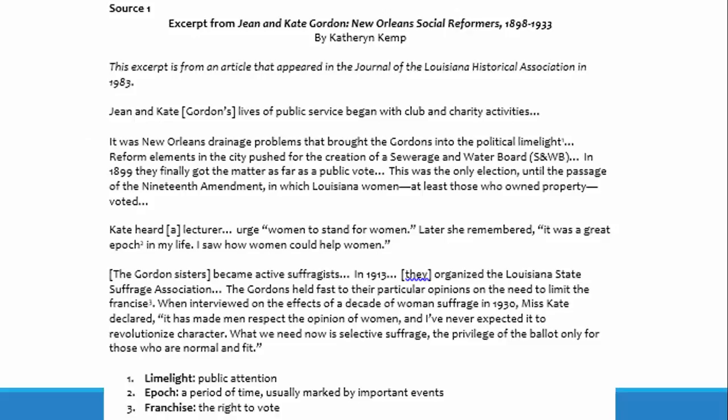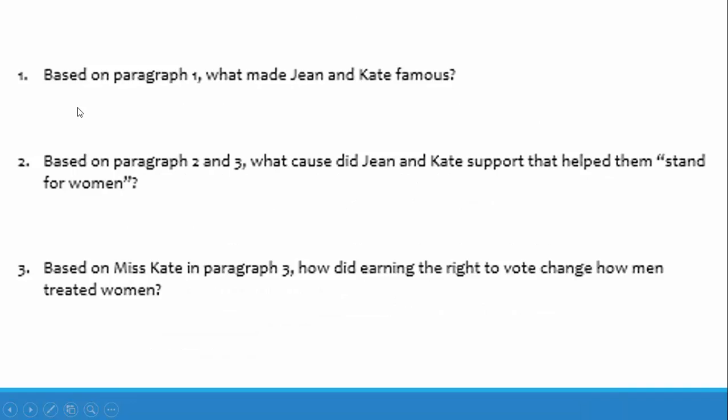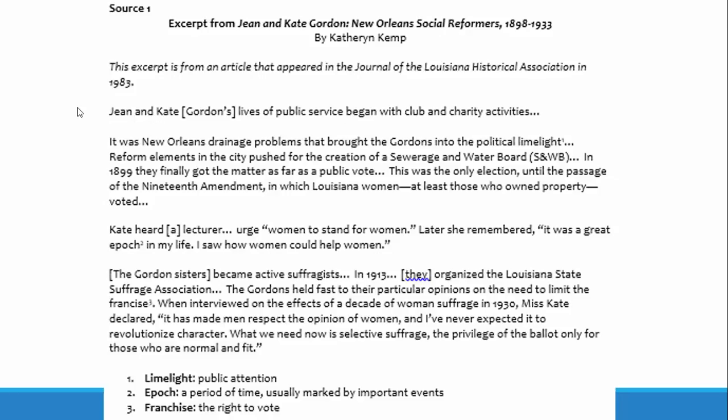So let's read the first paragraph. And I think by the first paragraph, we actually have to read both of these 2. And we're trying to figure out what made them famous. Jean and Kate Gordon's lives of public service began with club and charity activities. It was New Orleans' drainage problems that brought the Gordons into the political limelight. You see this little 1 right here? That means that I'm going to get limelight defined. That means public attention. So it was the New Orleans drainage problems that brought the Gordon sisters into public attention. It let people notice them.